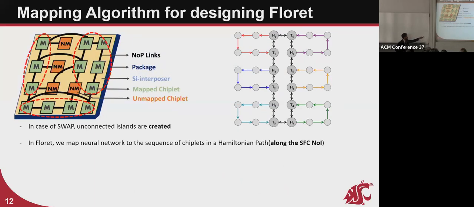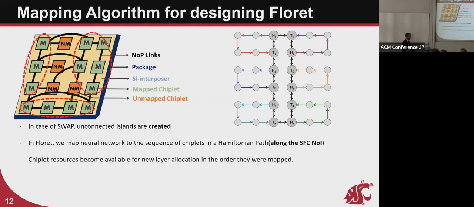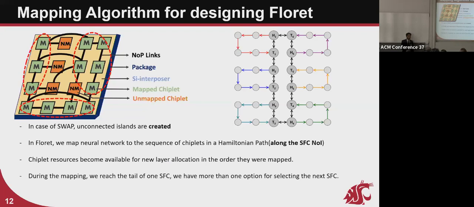The left one is an example of SWAP, and the right one is the Floret architecture, which I'll go over one by one, covering the similarities and the differences. In the case of SWAP, we have unconnected islands. The reason is that we are trying to map greedily. We want the smallest possible path between each of these communicating chiplets.